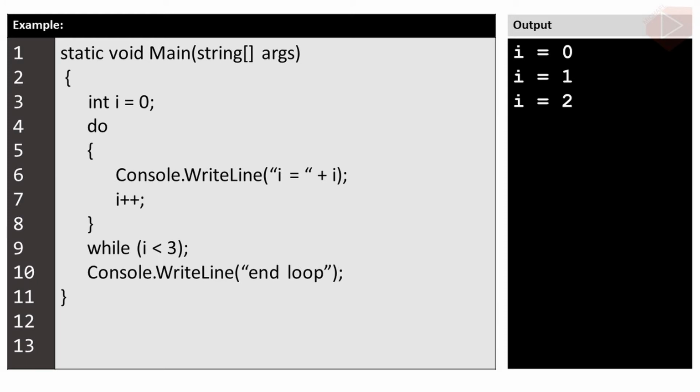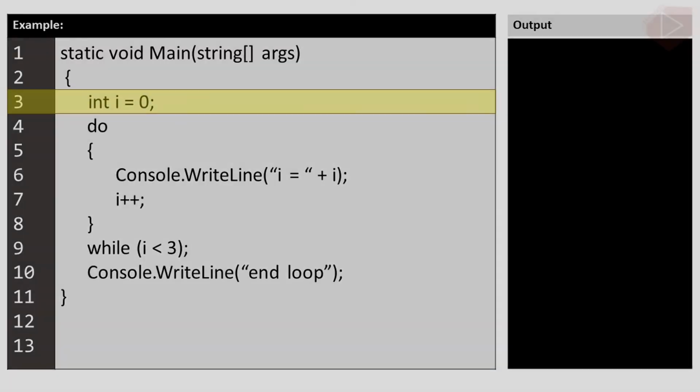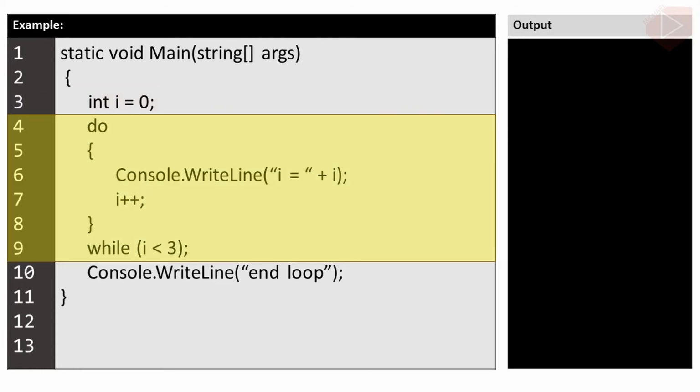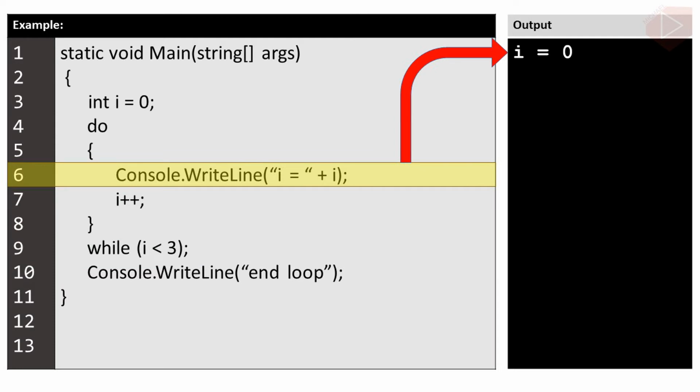Let's simulate the sequence of code. First, it reads this initialization. Then, proceed to this block of code. Inside the block is a writeLine method that prints the literal I and the value of variable I.